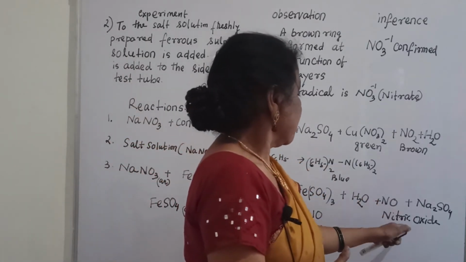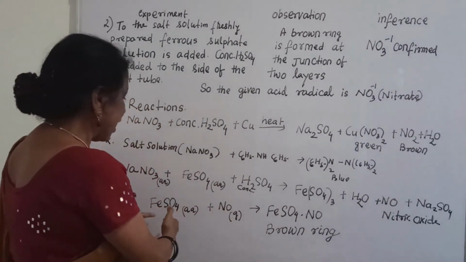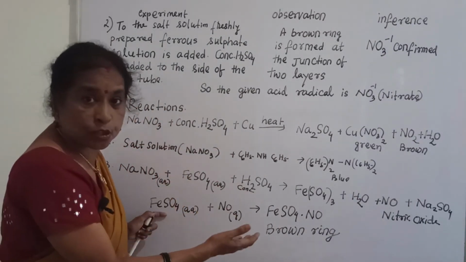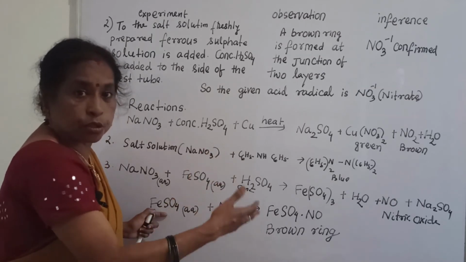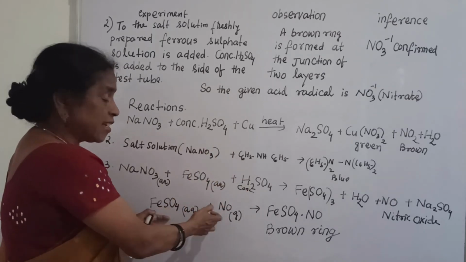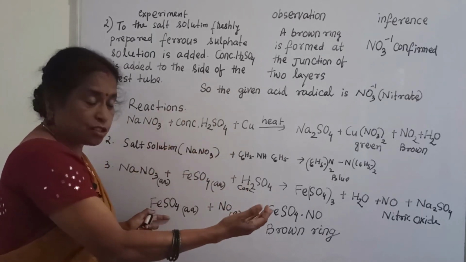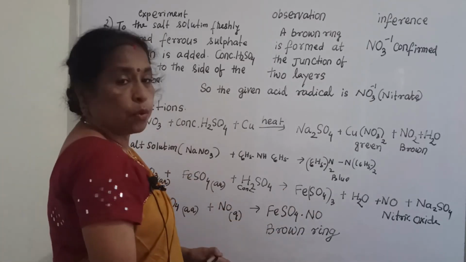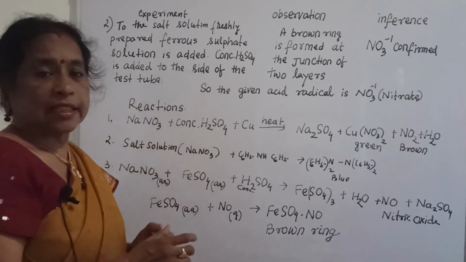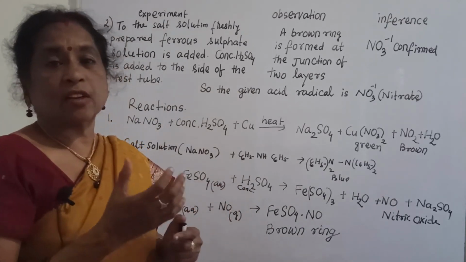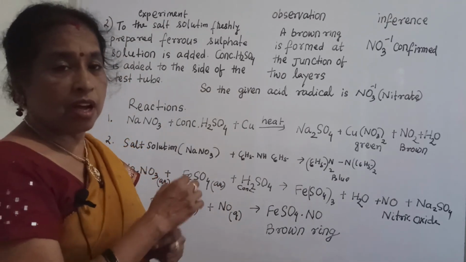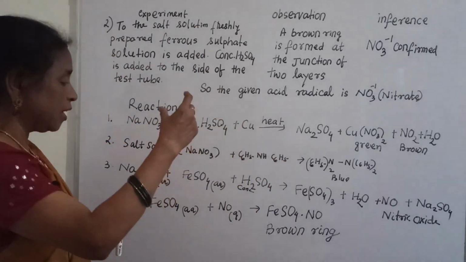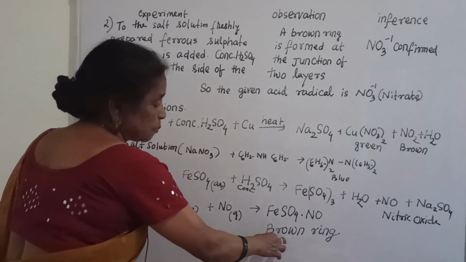Now the nitric oxide, when it comes in contact with the freshly prepared ferrous sulfate solution which you have added, reacts immediately with the ferrous sulfate, and then it forms FeSO4.NO, and that is known as the brown ring. That color is brown, and it forms at the junction between two layers, that is known as the brown ring.